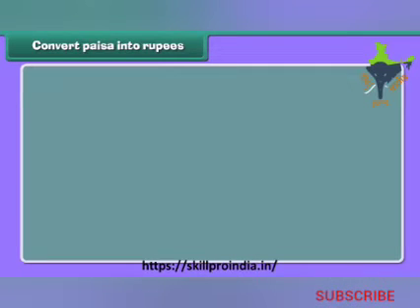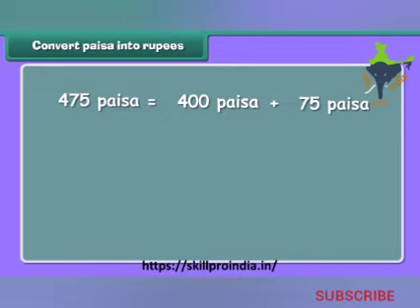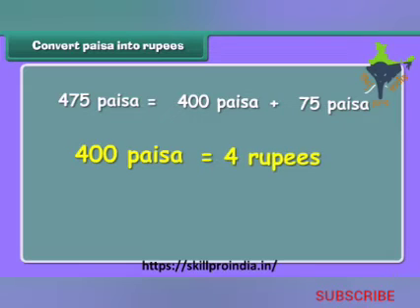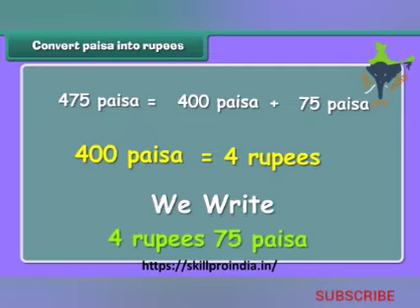It's time to convert paisa into rupees. 475 paisa is equal to 400 paisa plus 75 paisa. As we know, 400 paisa is equal to 4 rupees. Therefore, we can write it as 4 rupees and 75 paisa.